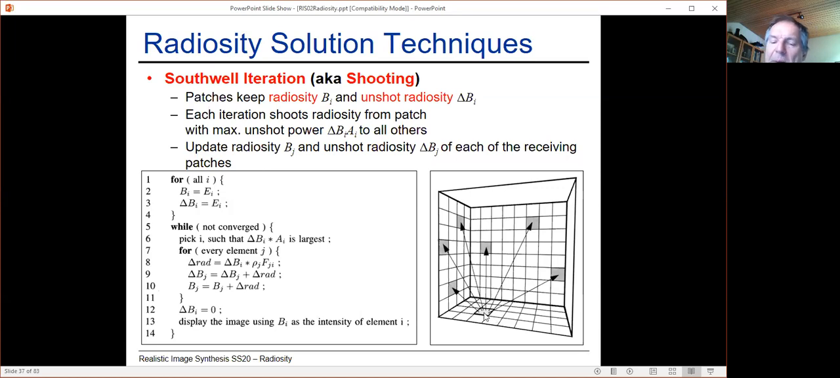So we take the patch, possibly with the highest power, with the highest total flux to be distributed. Total flux would depend on the radiosity of this patch, but also will depend on the surface. So if you have a patch with relatively large radiosity and large surface, this would be a good candidate to choose for shooting energy in the current iteration.